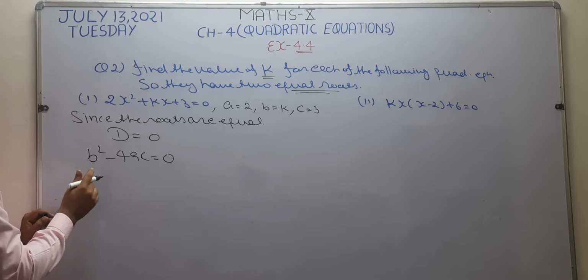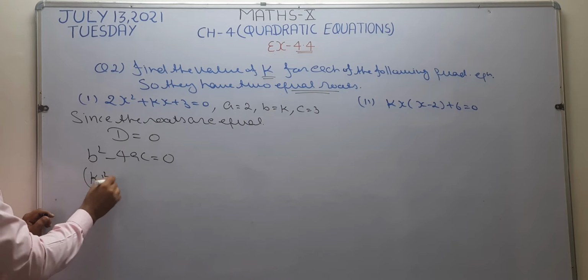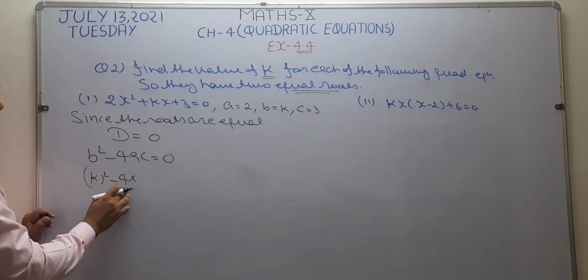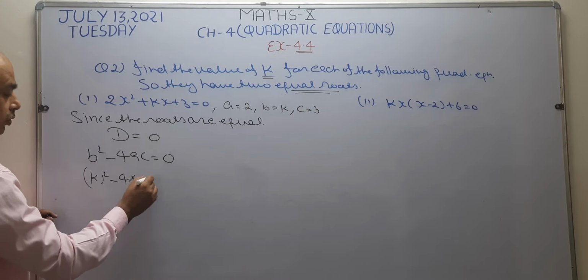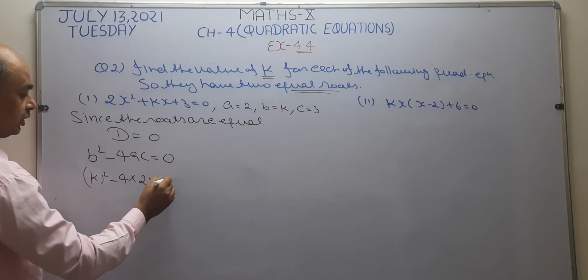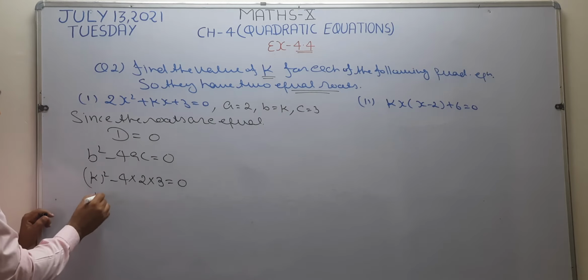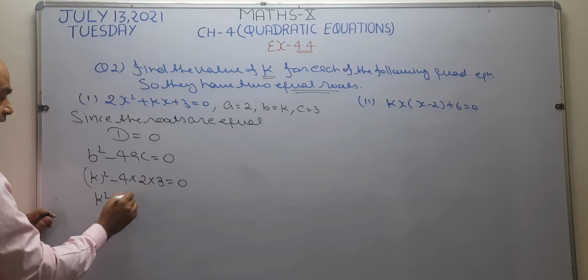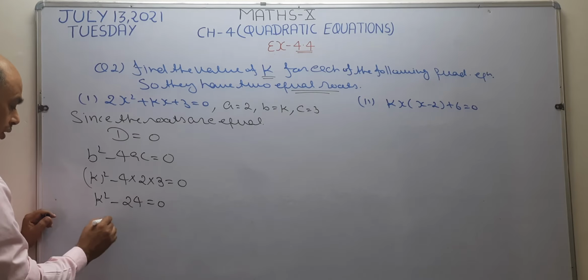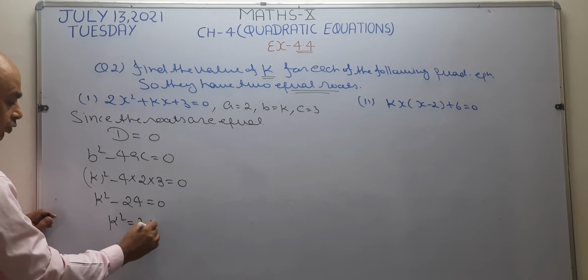The value of b is k, so write here k square. 4 is going to remain the same. What is the value of a? 2. What is the value of c? 3. Now k square is k square. 2 4s are 8, 8 6s are 48... minus 24 equal to 0. k square is equal to 24.